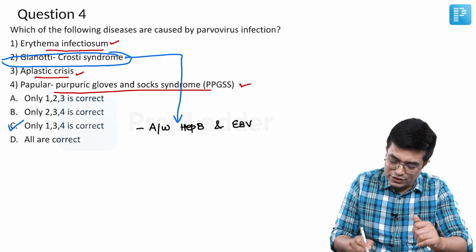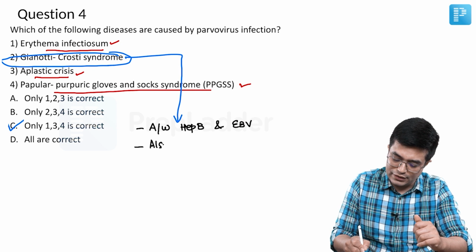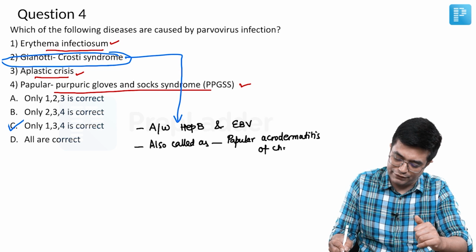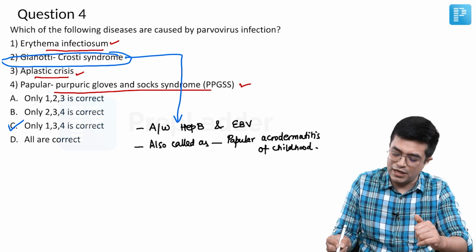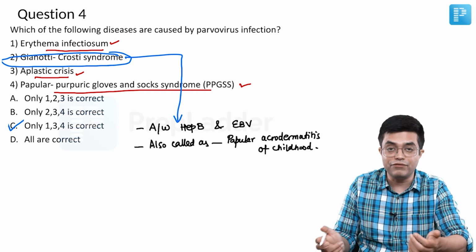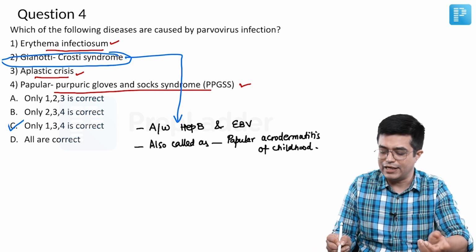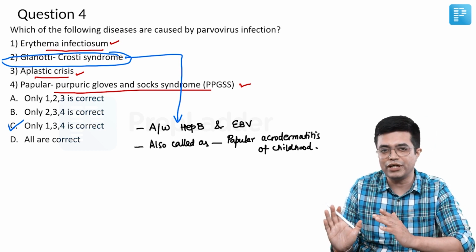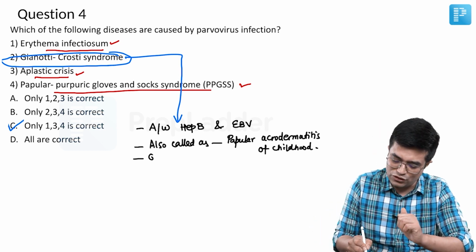Secondly, this syndrome is also called papular acrodermatitis of childhood. This is the alternative name. There are erythematous papules which are present on the peripheries as well as sometimes on the face, and it occurs predominantly in childhood, ranging from about 6 months of age till about 8 to 9 years of age. So between 6 months to 9 years is the age group in which this happens.